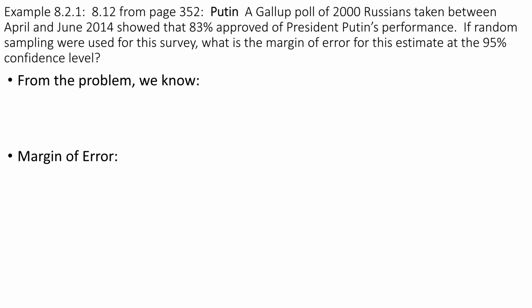This is an example from a textbook. You can pause this video and read the question. From the problem, we know that the sample size is 2000. The p-hat is 0.83 from here, and the sample is randomly sampled.